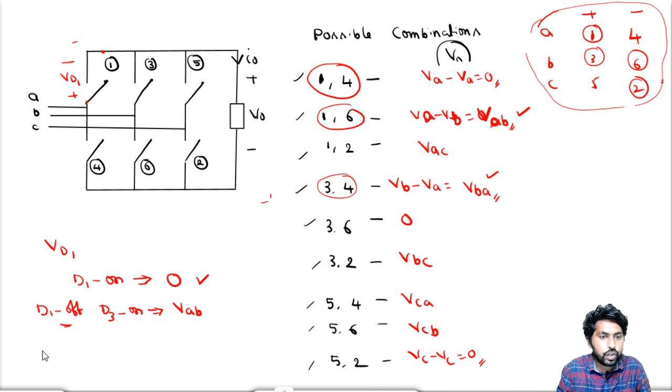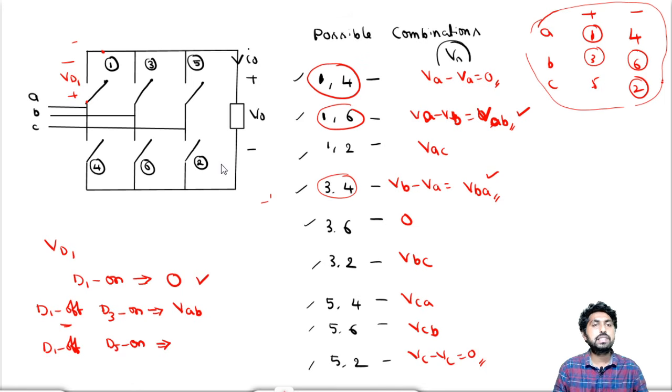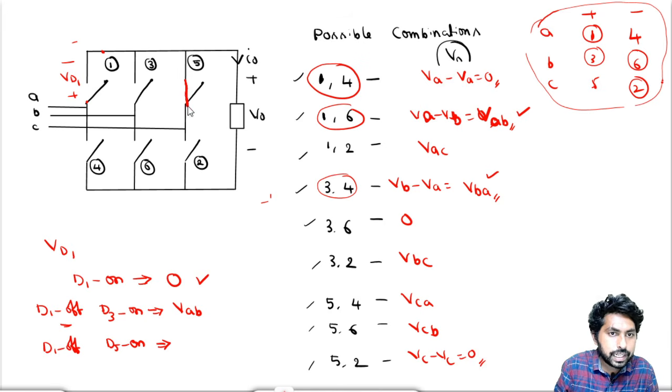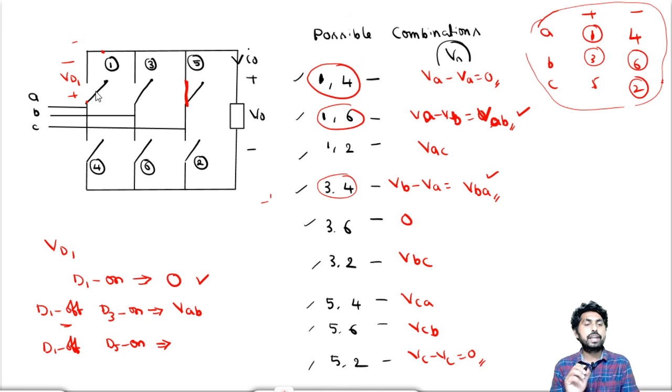Now we will see when D1 is in off condition, D5 is in on condition. What happens? D5 is in on condition, D1 is in off condition. Now we need to find VD1, the voltage across diode D1. The C phase is connected to the negative of VD1 and the A phase is connected to the positive of VD1, so it will be VAC.